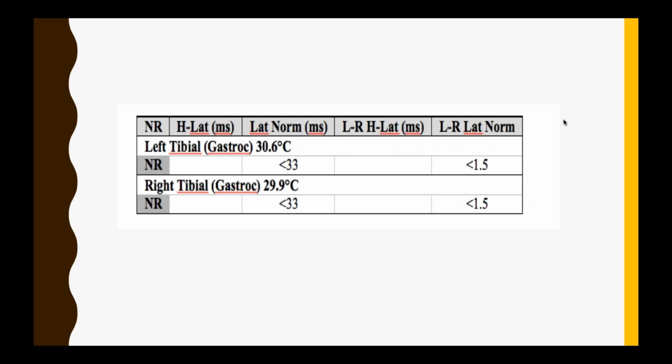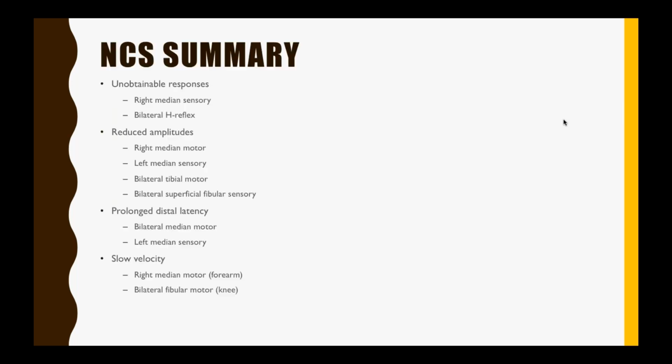H-reflex was not obtainable in either limb. So again, we were doing H-reflex to evaluate for radiculopathy, and we found there was no response on either H-reflex.